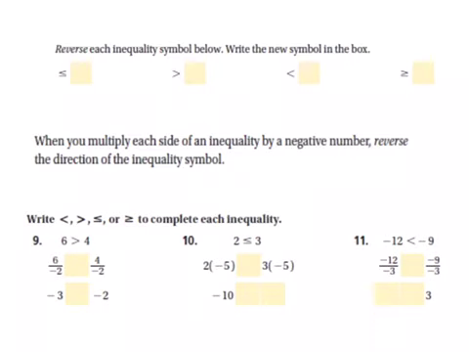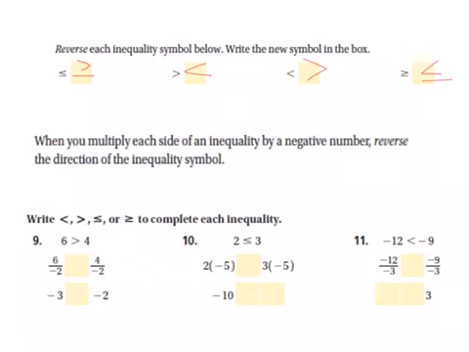Okay, we do need to reverse each inequality symbol, so we're going to practice this a little bit. This is going to apply to when we have to multiply by a negative. So the opposite of a less than or equal to is greater than or equal to. The opposite of a greater than is a less than. The opposite of a less than is a greater than. And the opposite of a greater than or equal to is a less than or equal to. So we're just flipping these symbols. Pretty easy concept. I know you guys got that.